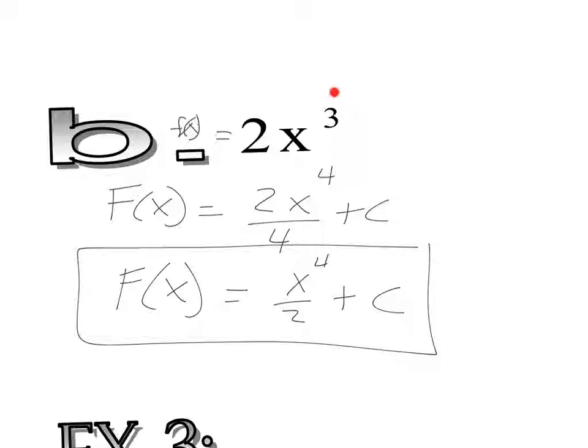Okay, so we would add 1 to the current exponent, so it would go from 3 to 4. We'd also divide by the new exponent, so we would divide by 4, and we have to account for that constant. 2 divided by 4 reduces to just basically 1/2, or dividing by 2, so we have x to the 4 divided by 2 plus c. That's all there is to it.